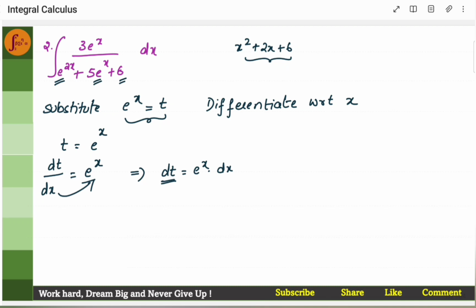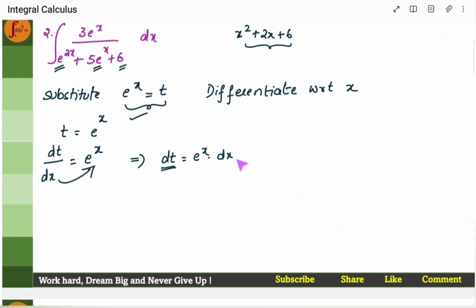Now, what I will do is, I will substitute t and dt in this expression. So I'll write this as the integral of e to the power x dx. Notice this, e to the power x dx, same as this.